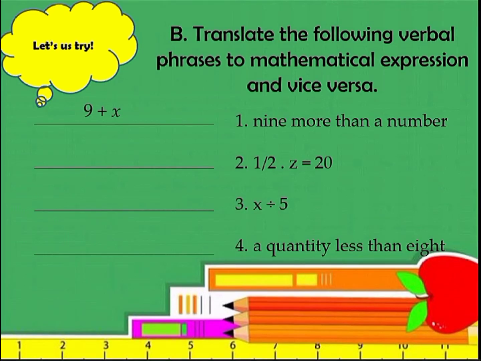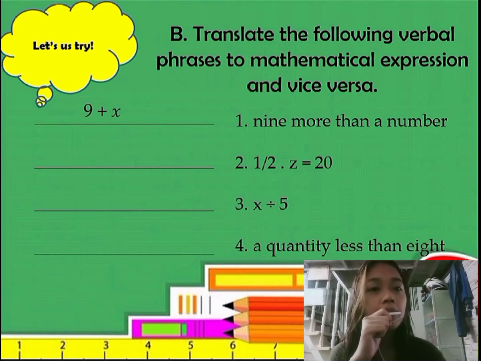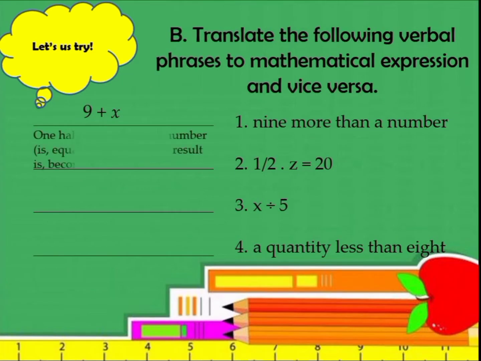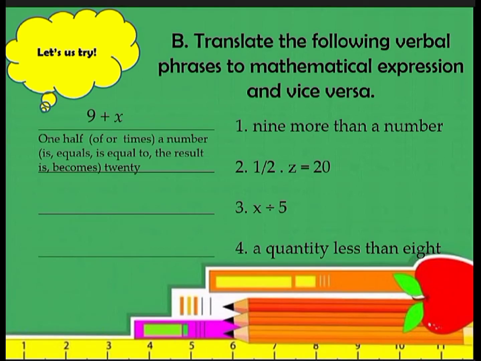How about in number 2? Who can answer? 1/2 times a number is equals to 20. Let us see. Very good, Shaira. And pwede rin nating i-consider 1/2 of or times a number is or equals to or the result becomes 20. Note that, class, okay?